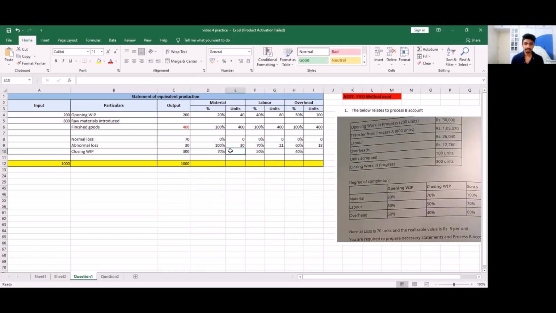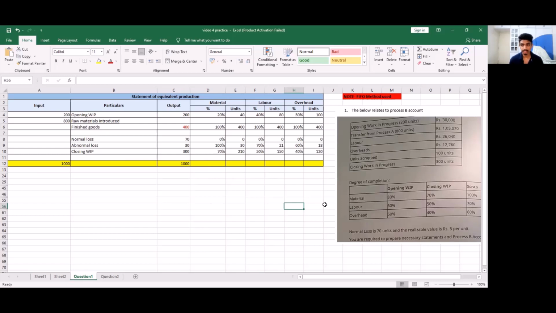We will calculate our equivalent production or units. So for materials, we have 70% of 300. For labor, we have 50% of 300. Finally, for overheads, we have 40% of 300. So we get 120. Now, there is something important that you need to remember.